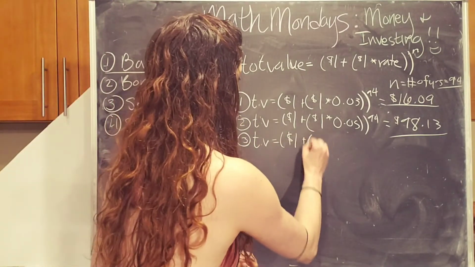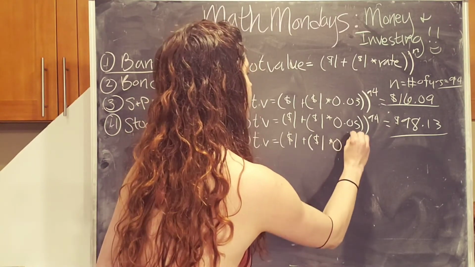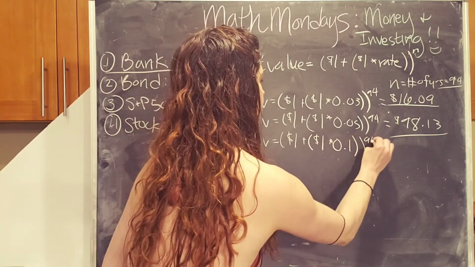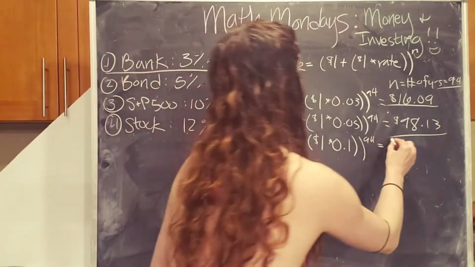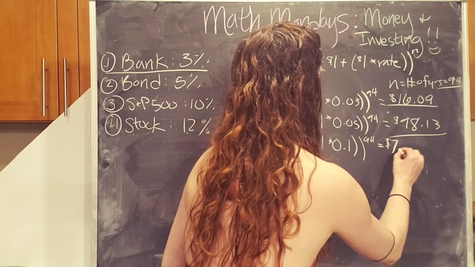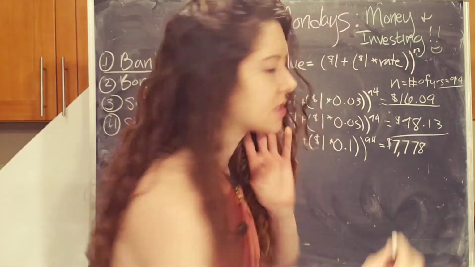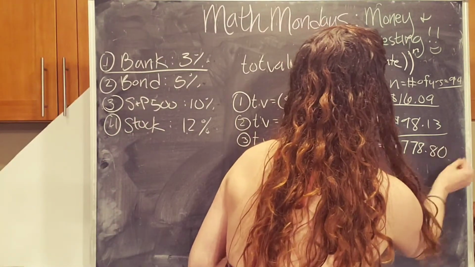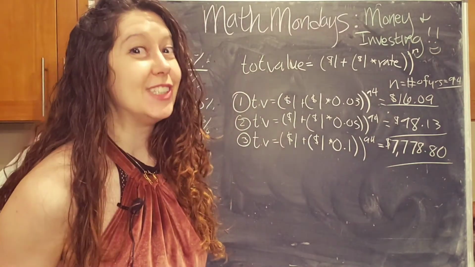Well, we have $1 plus $1 times 10%, 0.1, to the 94th power. This is where things get interesting, because now you would end up with a portfolio of $7,778, yes, and 80 cents. What? That's a lot of money. You can do a lot with that.